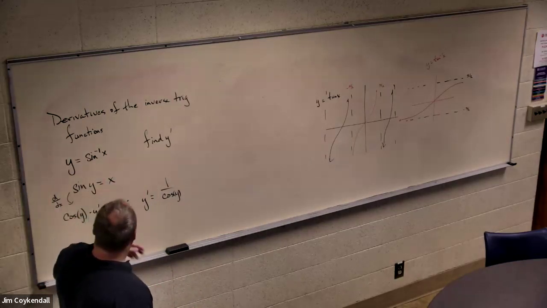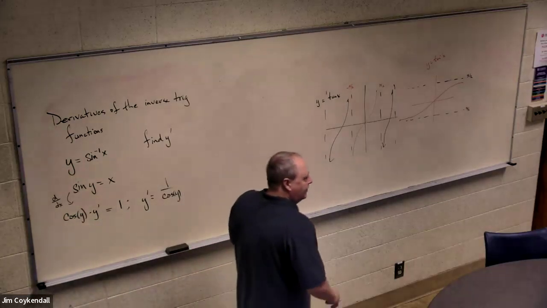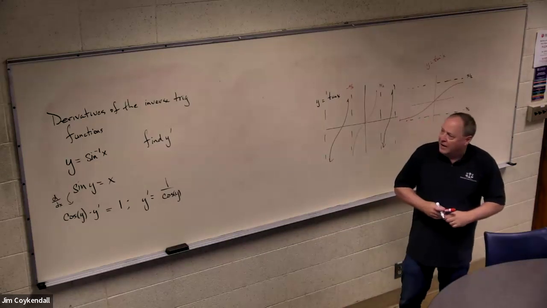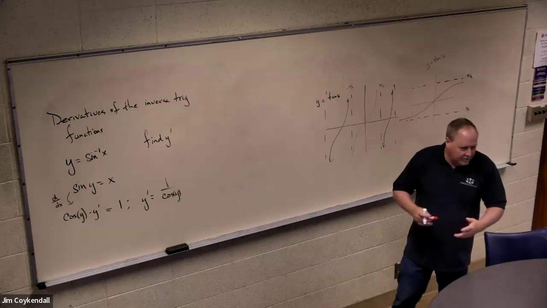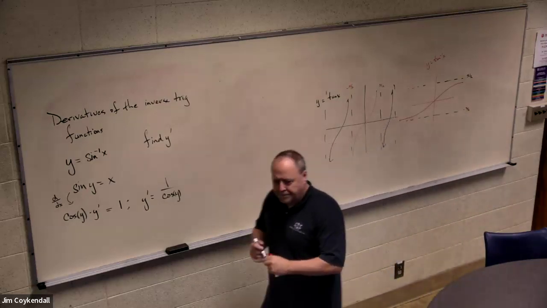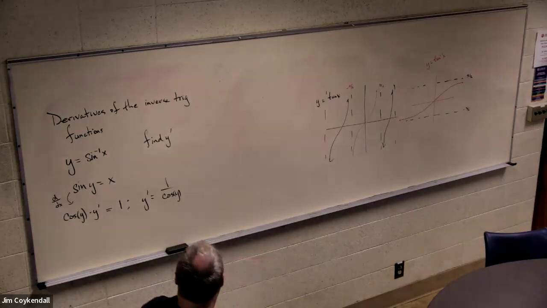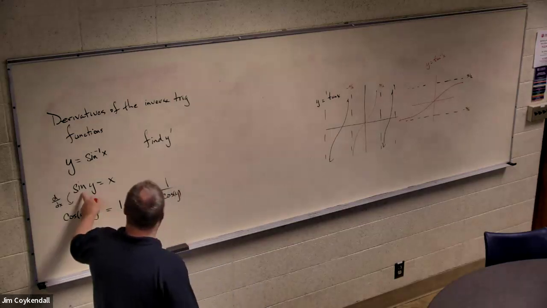But it's very unsatisfying because I wanted to find the derivative of inverse sine of x. I wanted to find y prime, and I got it, but it's in terms of y. Anybody see how to fix it? Right, the old trick that we need.